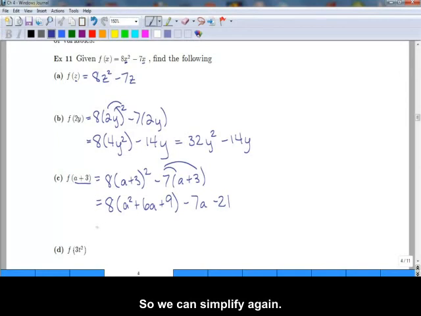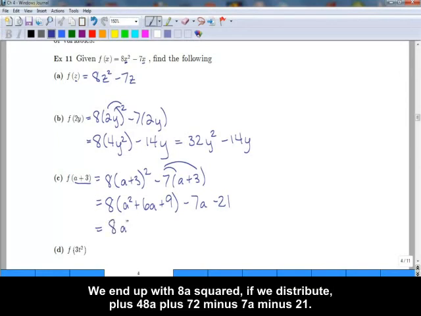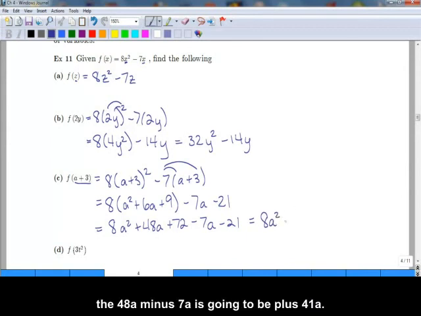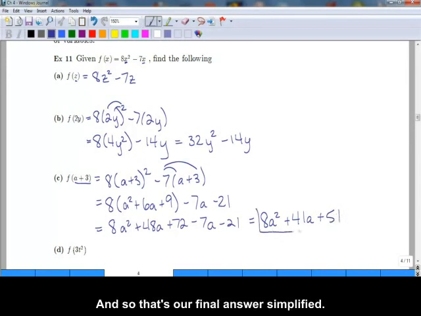So we can simplify again, we end up with 8a squared if we distribute, plus 48a, plus 72 minus 7a minus 21. And if we simplify one last time to combine like terms, we end up with 8a squared. The 48a minus 7a is going to be plus 41a, and 72 minus 21 is going to be plus 51. And so that's our final answer, simplified.